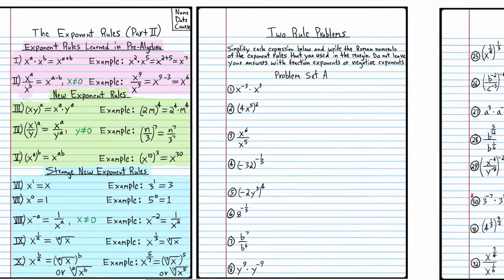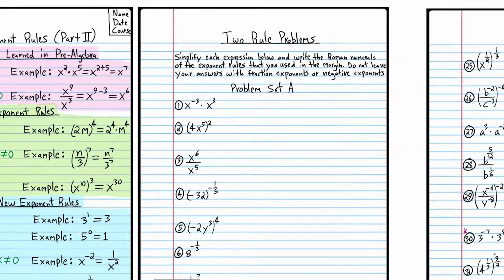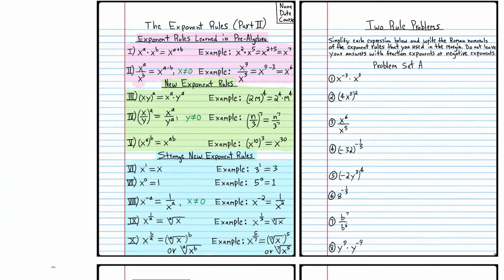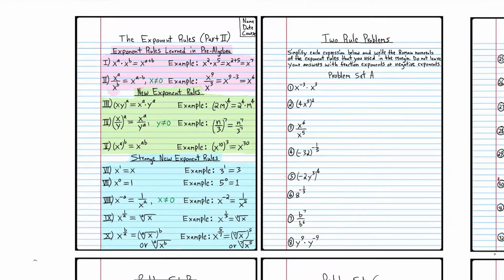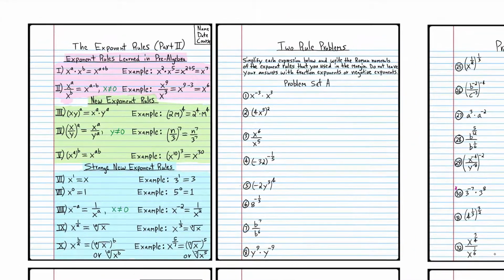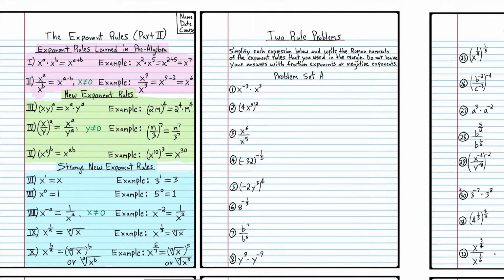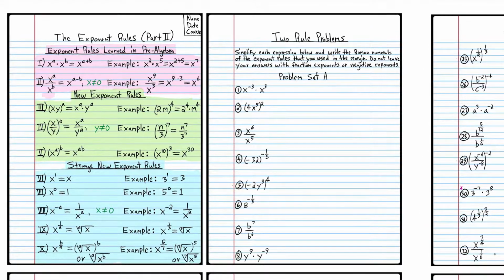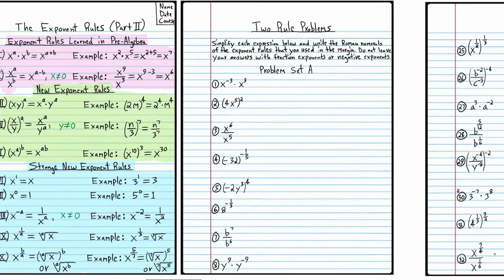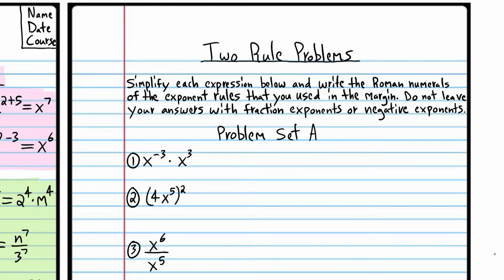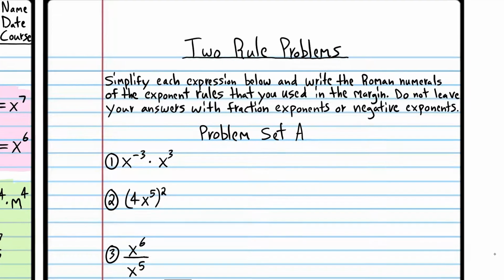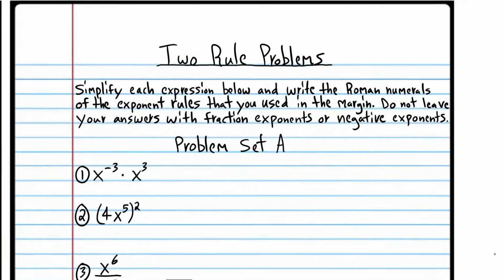And so in the previous class, we learned these new rules here, the green and the blue rules, and we reviewed those pink rules there. And every problem that we did in the previous class required only one rule, but today we're going to do problems that each require more than one rule. And so let's get started here.